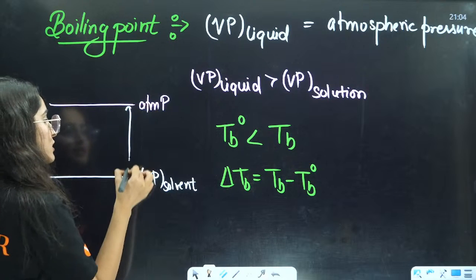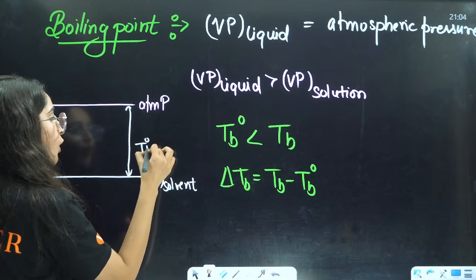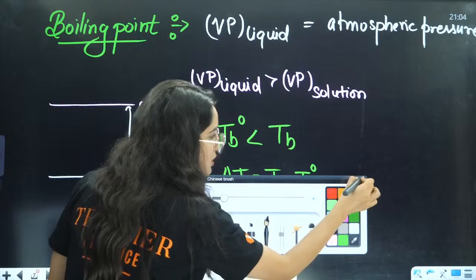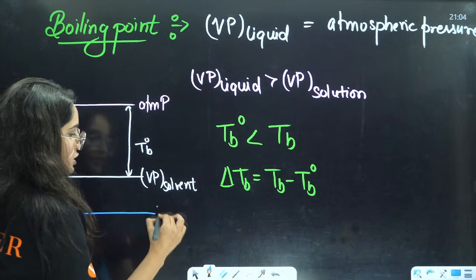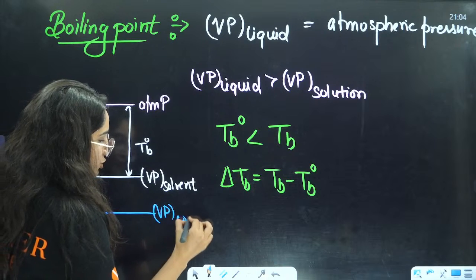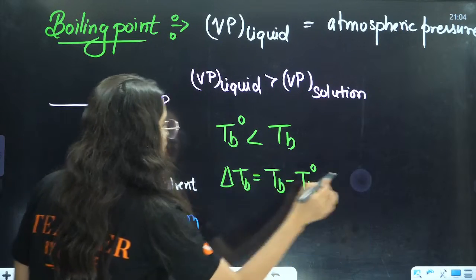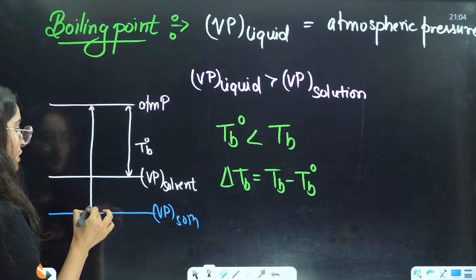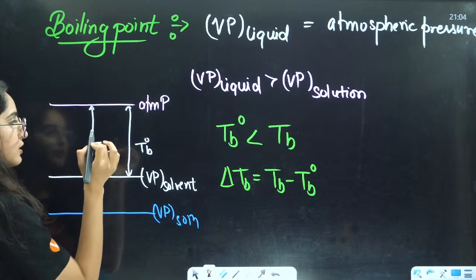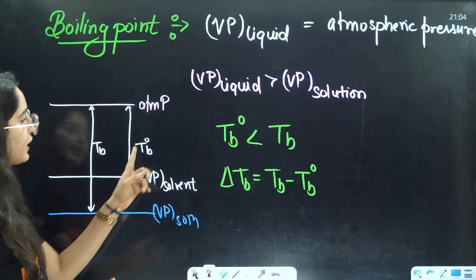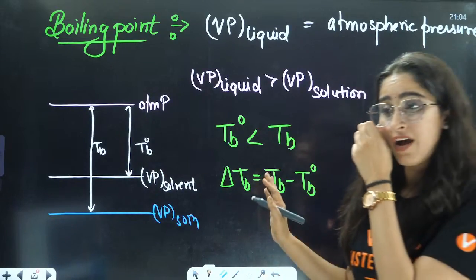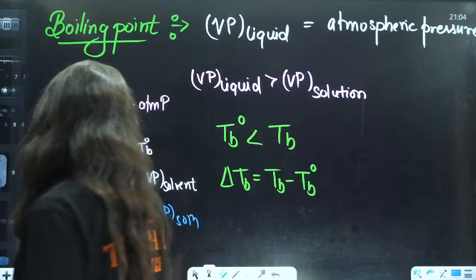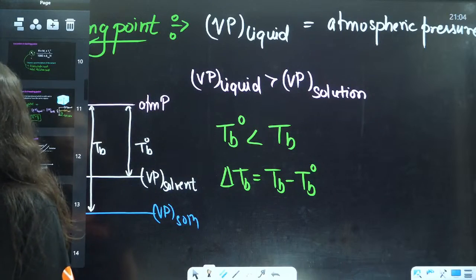And earlier the jump is called T naught B. But now because there is lowering in vapor pressure after adding solute, this will become your vapor pressure of solution. Now the jump will be this one. That is your TB. Here you can see that TB naught is less than TB. That is why here you have elevation.